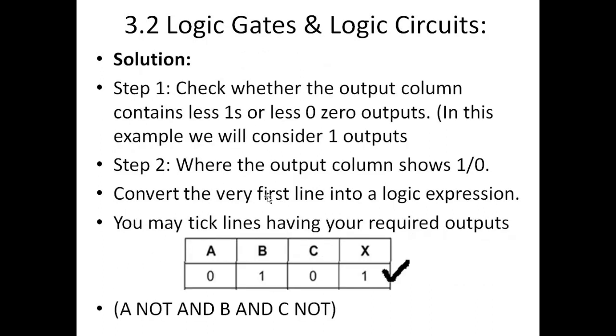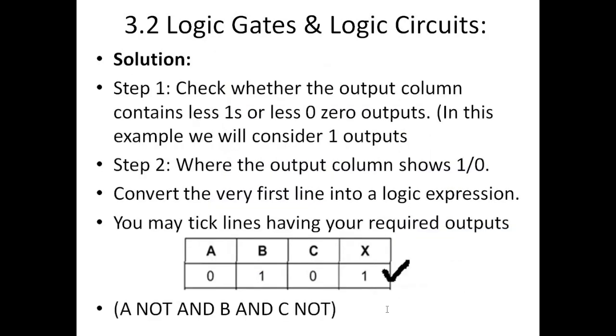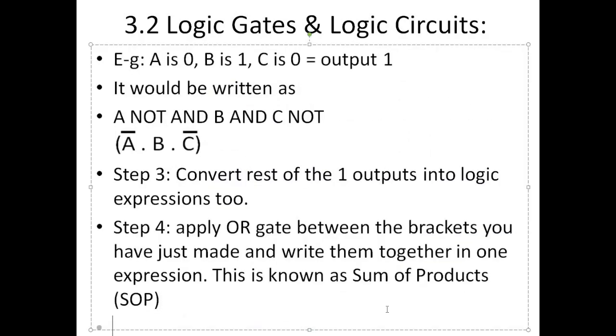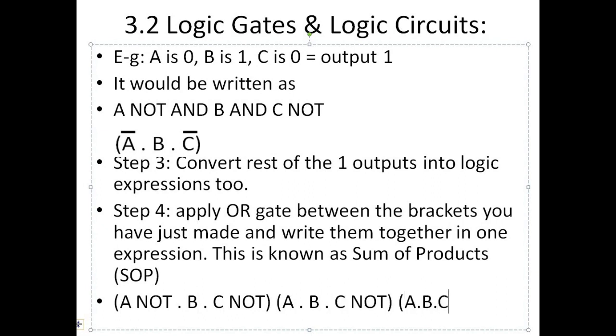Then convert the rest of the 1 outputs into logic expressions too. Like for the second one we have A, B and C naught, and for the third one we have A and B and C. So basically it is going to be A naught and B and C naught. Then we have, I'll just put a dot instead of this. Then we have A dot B dot C.